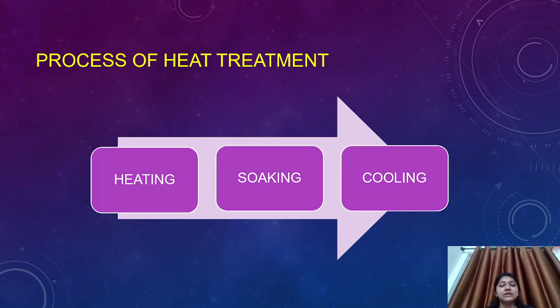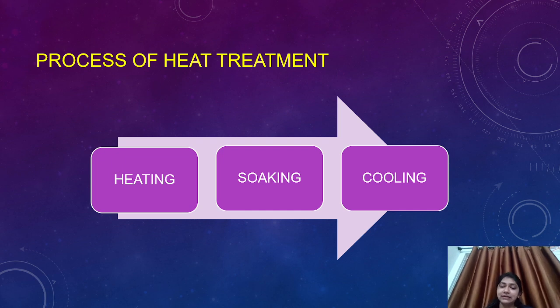Every heat treatment process has three fundamental stages. The first one is heating. The metal is raised to a specific temperature, usually above its critical point. The heating must be uniform to avoid thermal stresses. The second step is soaking. The metal is held at the temperature long enough for the structural changes to occur. The soaking time depends upon the thickness and the composition.